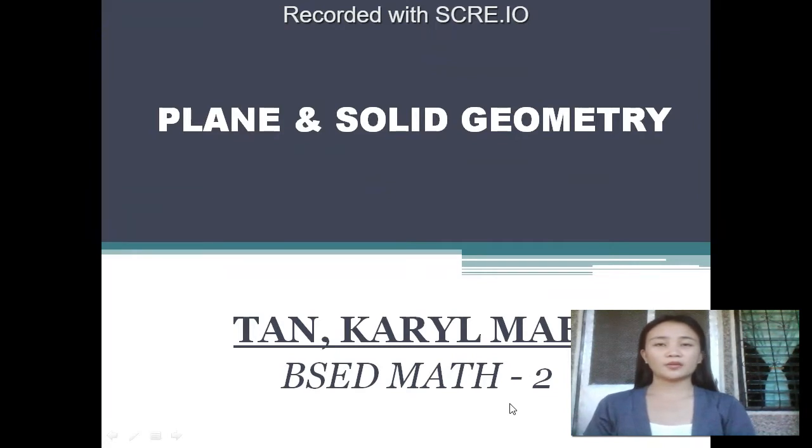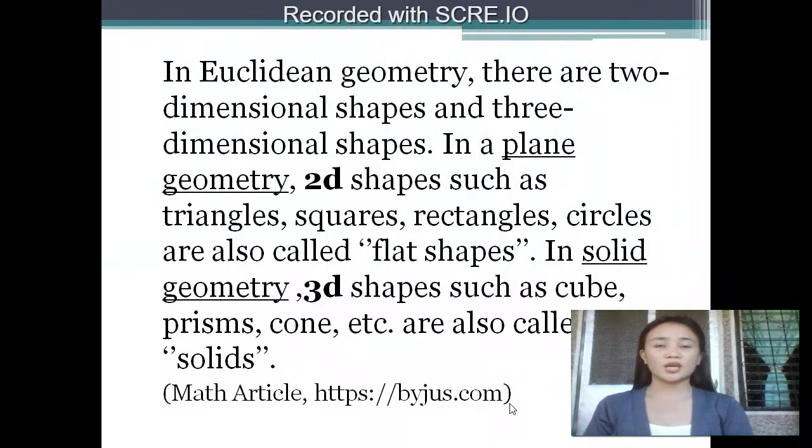This subject is all about plane and solid geometry. So, what is plane and solid geometry? According to my reference, in Euclidean geometry, there are two-dimensional shapes and three-dimensional shapes. In plane geometry, 2D shapes such as triangles, squares, rectangles, circles are also called flat shapes. In solid geometry, 3D shapes such as cube, prisms, cone, etc. are also called solids. So therefore, what I'm going to present to you now is a solid or part of plane geometry.